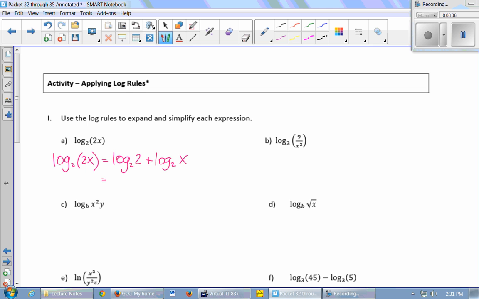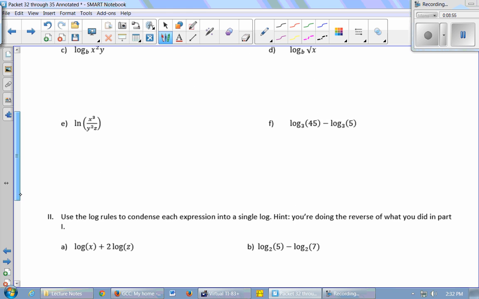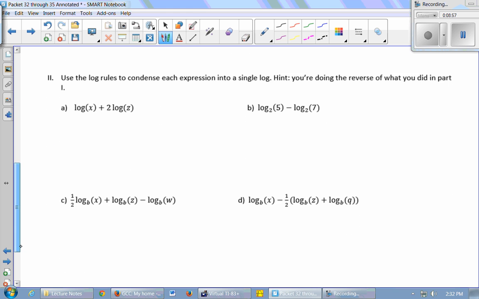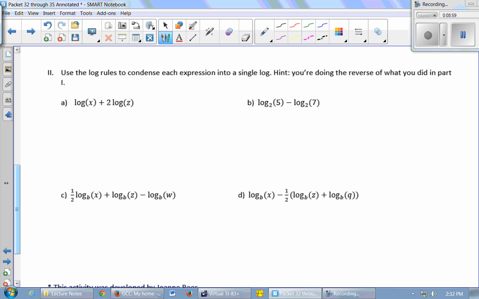And then I can simplify. Log base 2 of 2 is 1 because 2 to the first is 2. Plus log base 2 of x. And now I've expanded that. So we're going to do a similar thing, applying the new log rules to A through F. And then in part 2, you're going to apply the log rules in reverse to condense each expression.